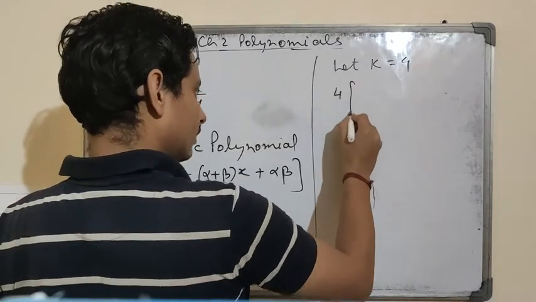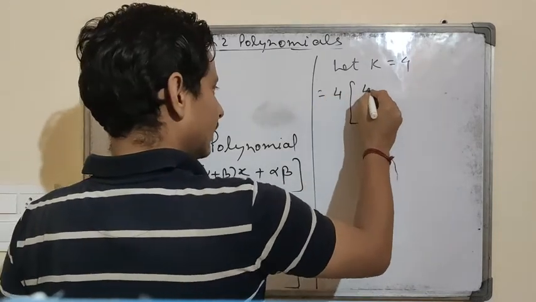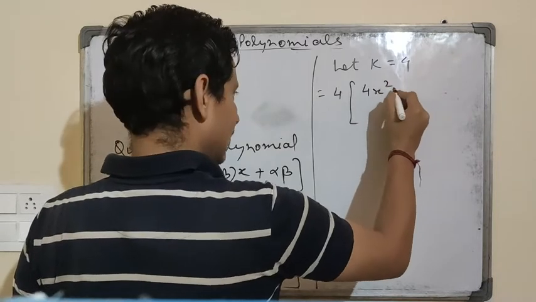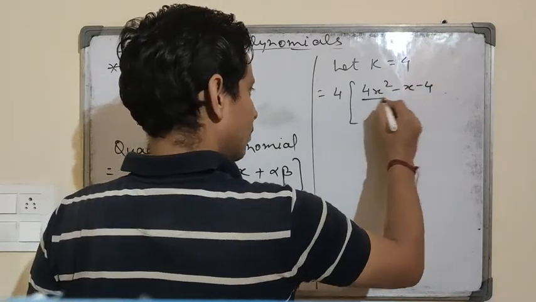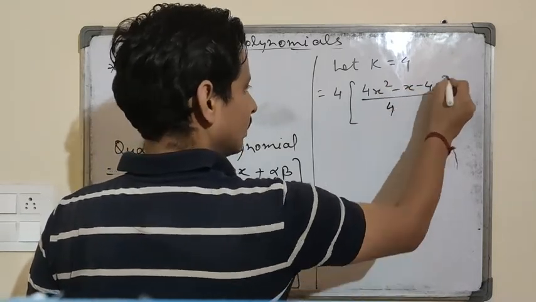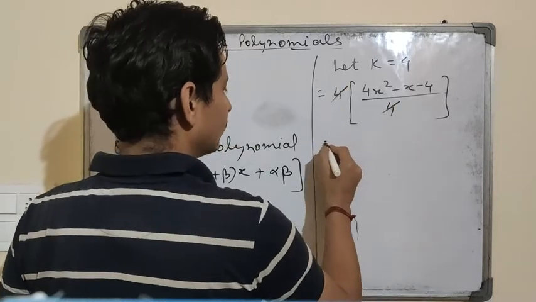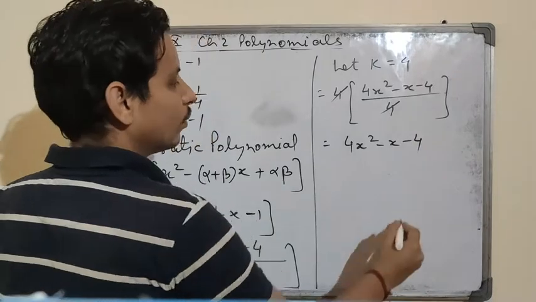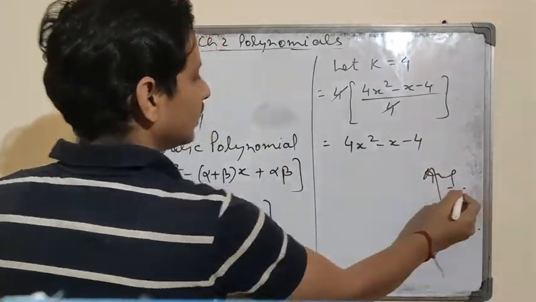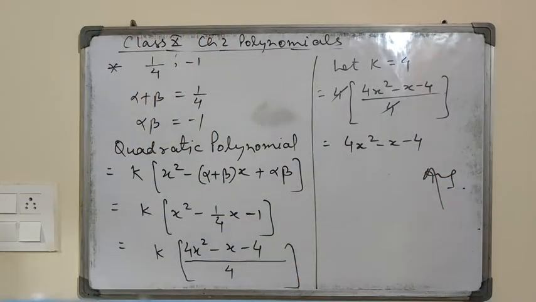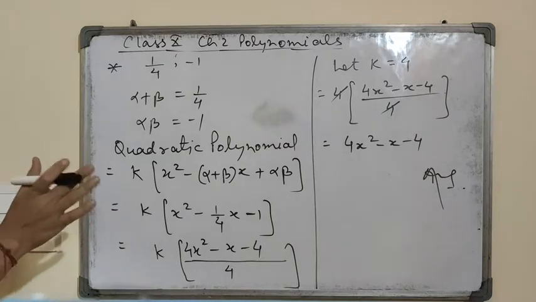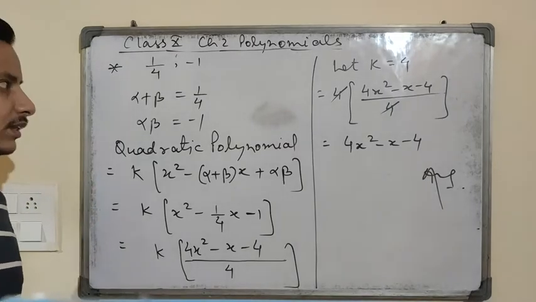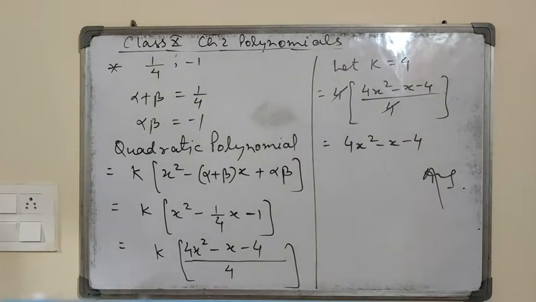So 4x² minus x minus 4 upon 4. It will be cancelled out, so we have this is the quadratic polynomial. In this manner we can find the quadratic polynomial if we are given the sum of the zeros and product of the zeros.